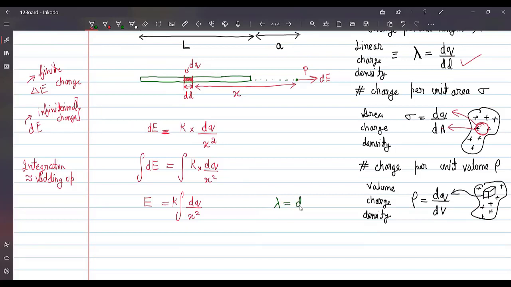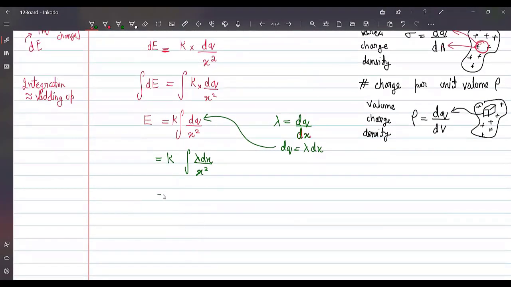lambda equals dq by dl, or let us write this as dx. Lambda is dq by dx, charge per unit length. So dq can be written as lambda times dx. I can just put dq in here and we'll get a function which depends on x only, lambda dx by x square. As I said earlier, lambda is a constant, so you can take lambda out of the integration.